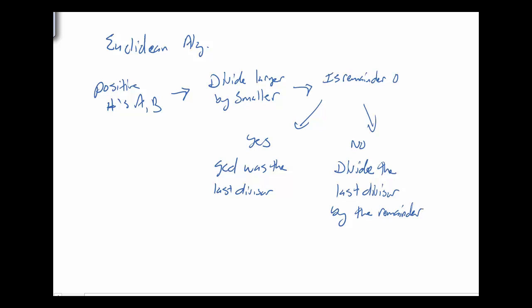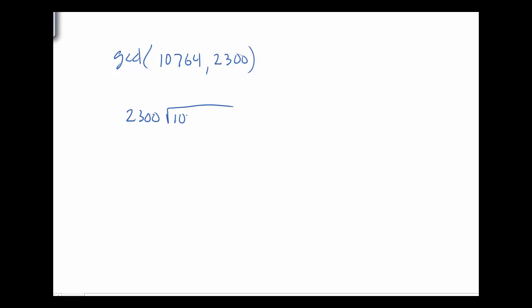Okay. So let's take a look at something that's a lot larger than we've seen so far. We're going to find the GCD of 10,764 and 2,300. Okay, so let's go through our little process here. What's the bigger number? So clearly we're going to take 2,300 into 10,764.